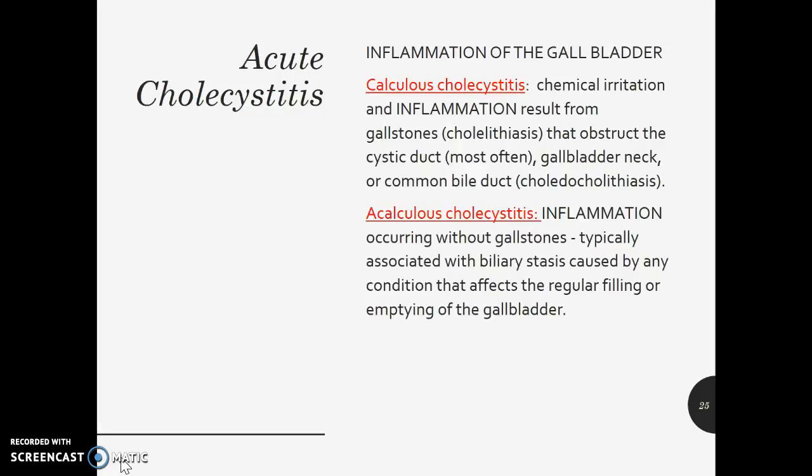And this can be broken down into ones that have calculi or stones, or acalculous, meaning no stones. But either way, they can have severe inflammation of the gallbladder, one being typically from stones or obstructions in the cystic duct, gallbladder neck, or the common bile duct. If they don't have stones, then it may be caused by biliary stasis, meaning there's just not good filling or emptying of the gallbladder, maybe from previous damage. Those are the two ways that acute cholecystitis is classified.